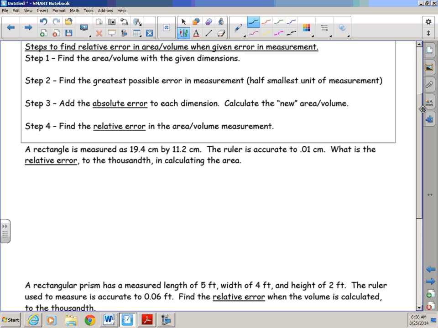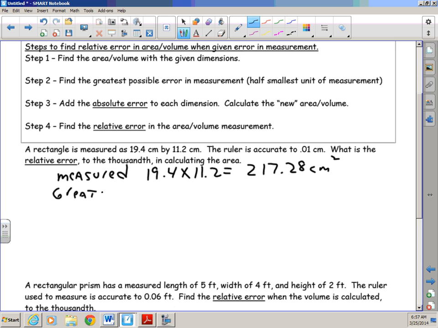My measured amount is 19 by 4, which is 217.28 centimeters squared. The farthest, or the greatest possible error, is half of 0.01, because that's the smallest unit of measure that I have. That's how accurate I am to.